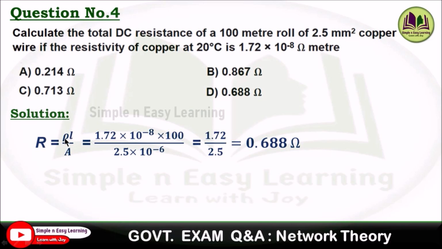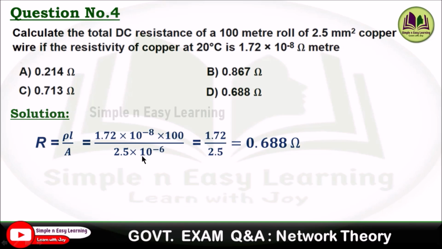Rho is resistivity of the material. So here the resistivity is given as 1.72 into 10 power minus 8, into the length is 100 meter, so 100 divided by area. Area is given as 2.5 mm square. So convert this mm square into meter square. So it is 10 power minus 6.